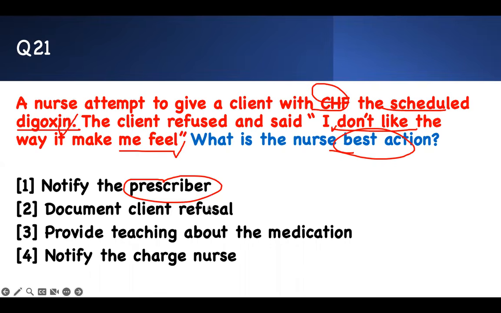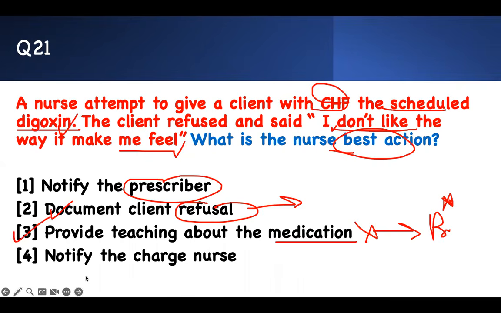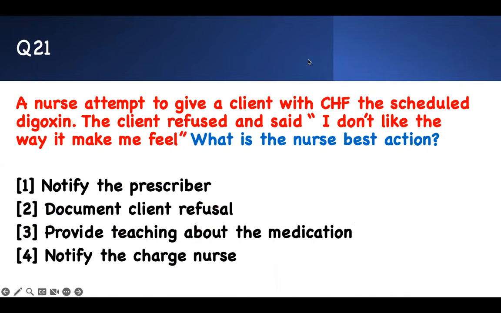Document the refusal? You have time to do something else. Provide teaching about the medication. Yeah, give them teaching. Say, Mr. So-and-so, this is why you're taking this medication. If you don't take it, this is what will happen. If they refuse again, then you go and document. But for now, yeah. Notify the charge nurse? He's not going to do anything. Charge nurse and prescriber, what? They're going to do the same thing you're going to do. Come and talk to the patient and say, please take it because it's for your heart failure. Why don't you do that? You are the nurse first before you call them. Number 3 is your right answer.